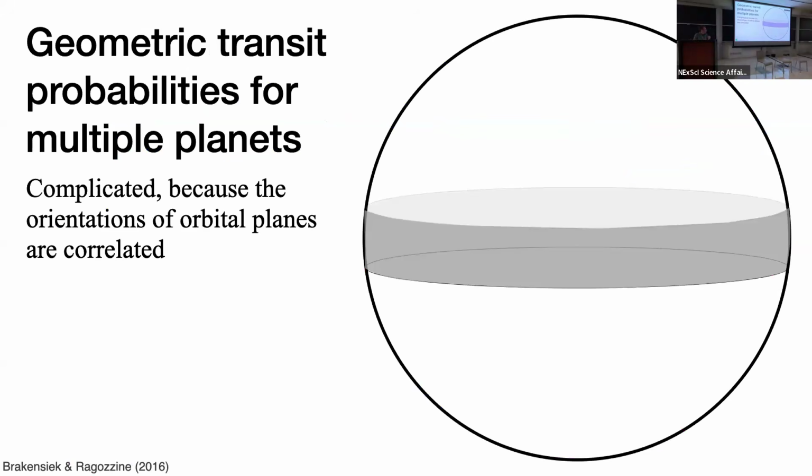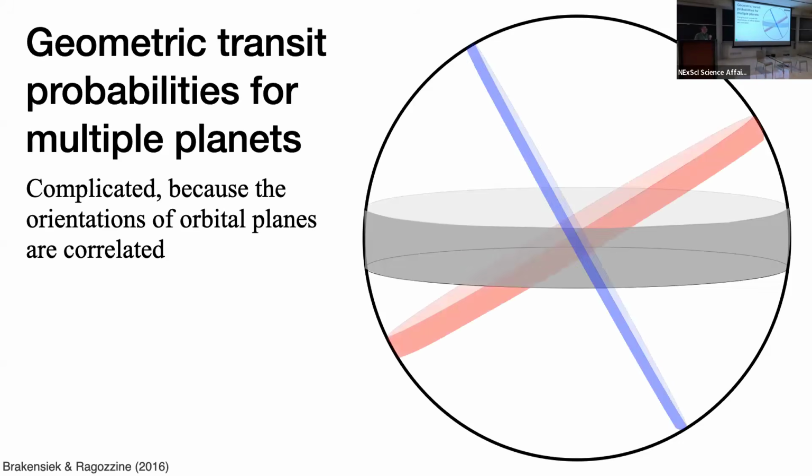Another way to think of it is that to interpret the results of a survey in terms of multiplicity, we need to make corrections for the geometric transit probability for multiple planets. And it's difficult because each planet going around the star creates its own shadow band. And we have to calculate the intersections between those shadow bands. The only people that get to observe two of the planets transiting are the ones that are within these intersections between the shadow bands.